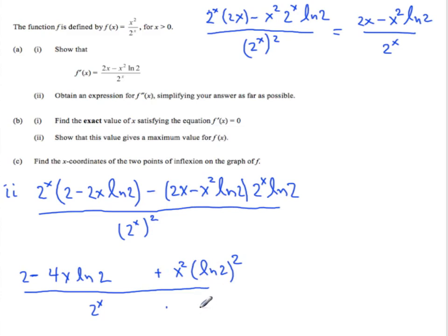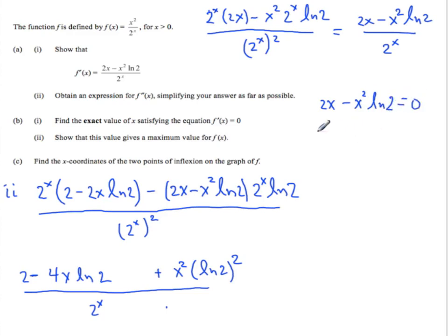All right. So find the exact value of x satisfying f prime equals 0. So this is f prime. Set this equal to 0. I can get rid of the bottom. Just multiply by the bottom on both sides. I get 2 to the x minus x squared ln 2 equals 0.